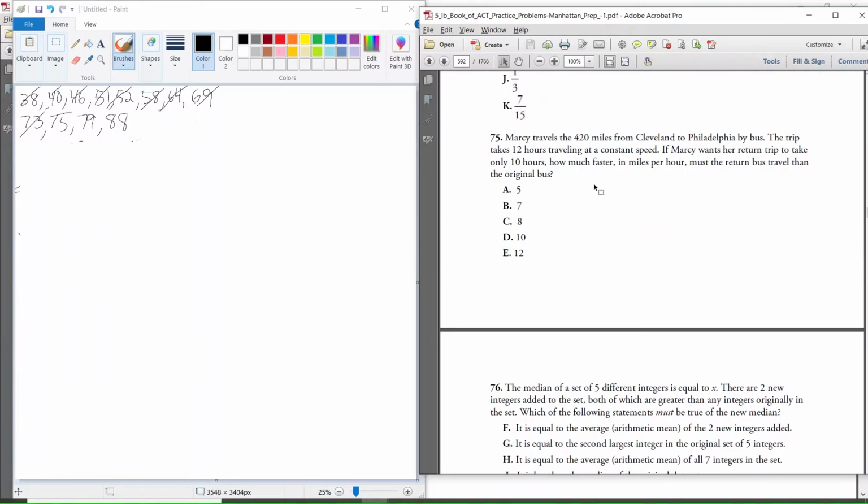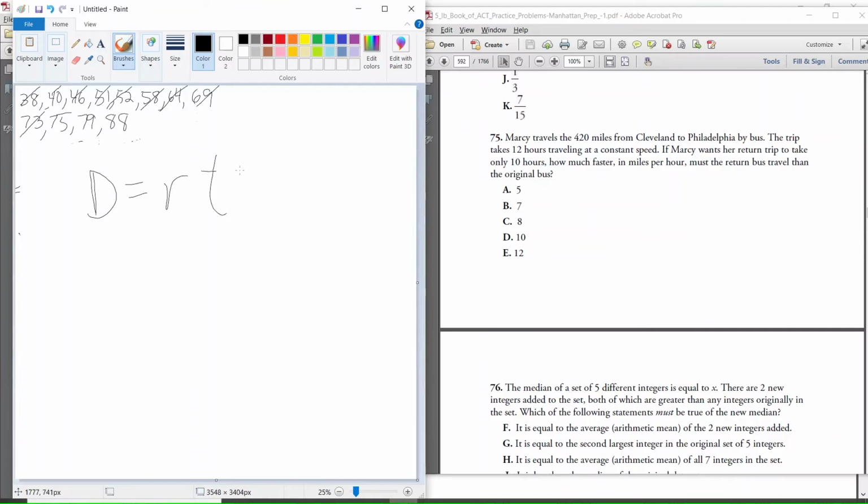Marcy travels the 420 miles from Cleveland to Philadelphia by bus. The trip takes 12 hours traveling at some constant speed. If Marcy wants a return trip to take only 10 hours. Oh, look at that, we get distance equals rate times time again. What's the original situation? It said she went 420 miles and it took her 12 hours traveling at some rate. So we don't know what that rate is.